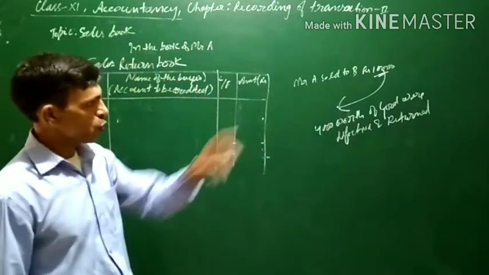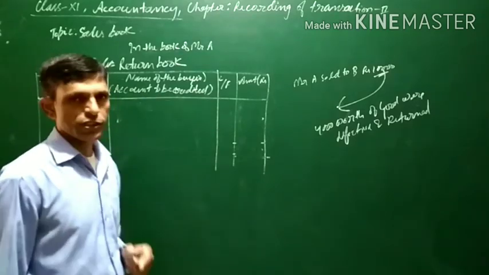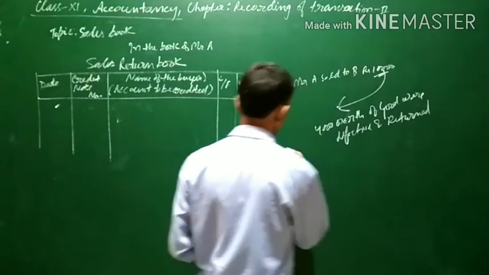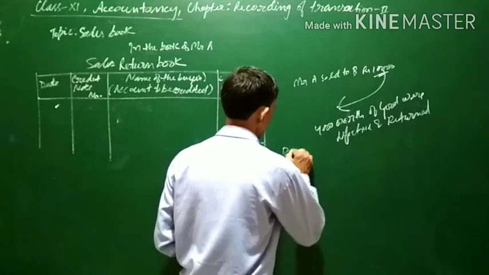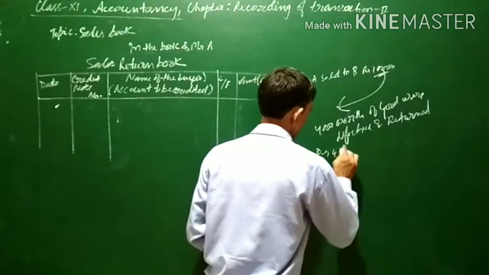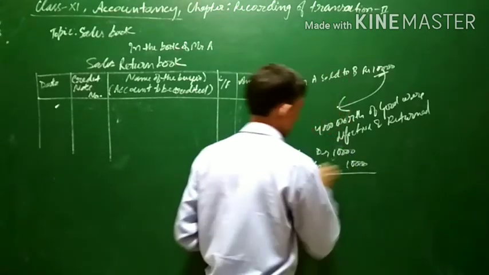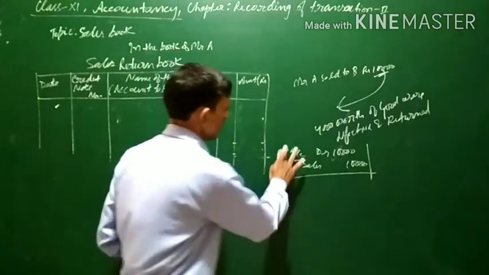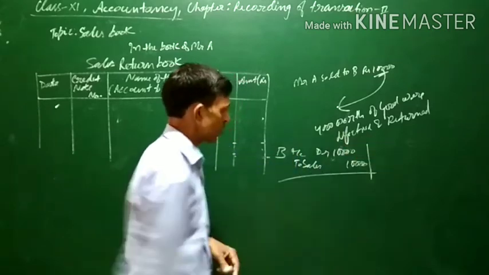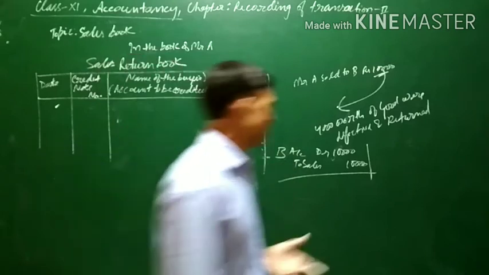Now, when A has sold the goods to B, and if the goods are being returned, this will be a sales return for us. When sales is done, it is credited. What was the entry at the time of sales? B's account debit to sales. When the goods were sold to B, the entry was B's account debit to sales. If the goods are returned, then there will be a reverse entry.